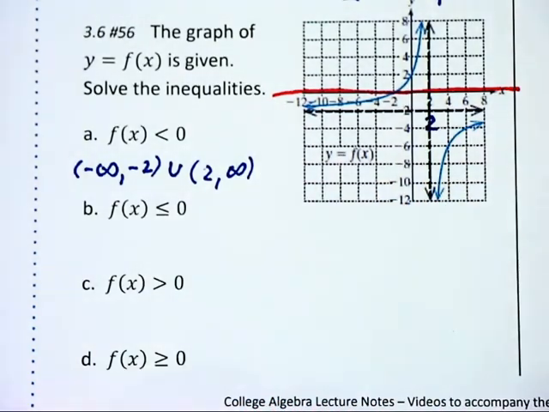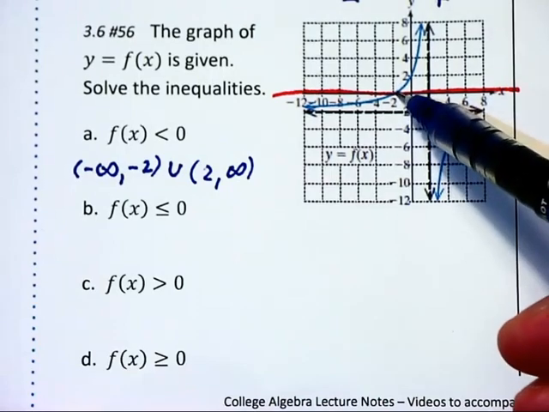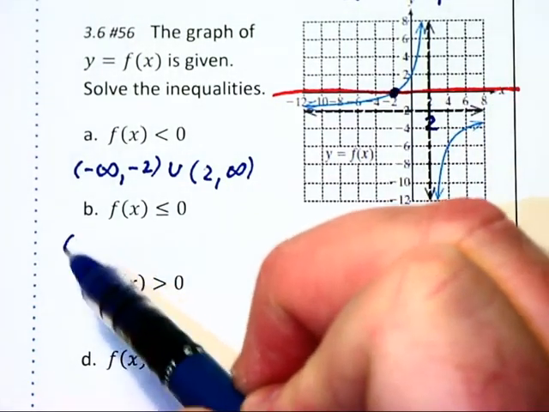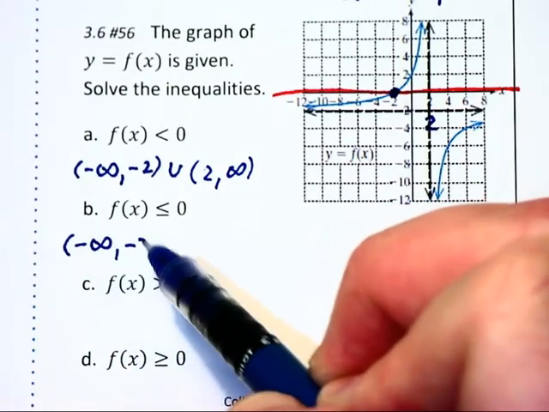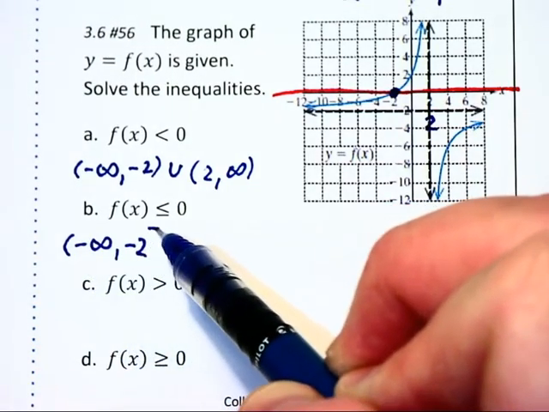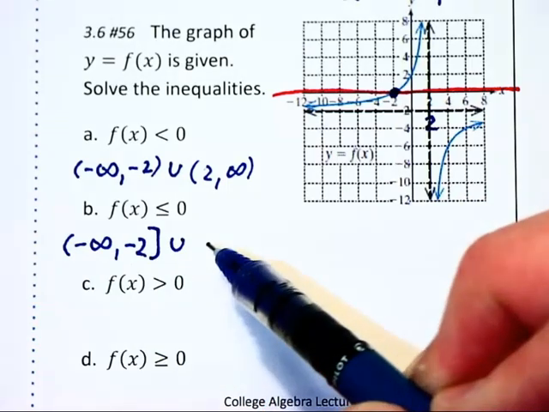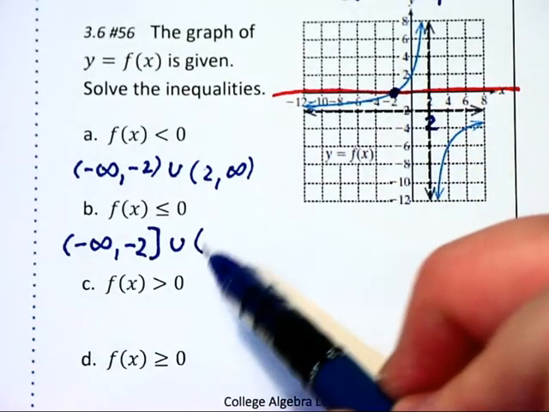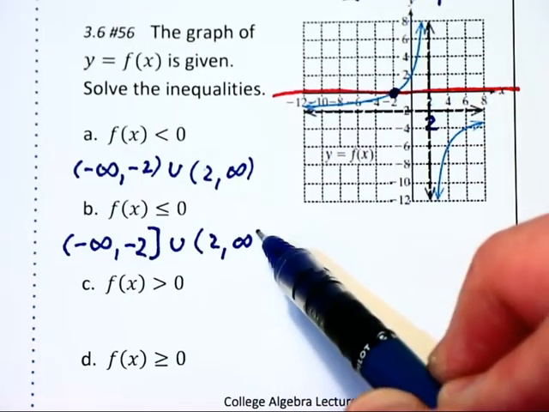Where are we less than or equal to 0? Now we can include the endpoint right there at -2. So we will have negative infinity to -2, include the -2, union, now I can't include the 2 because that's on a vertical asymptote, so 2 comma infinity.